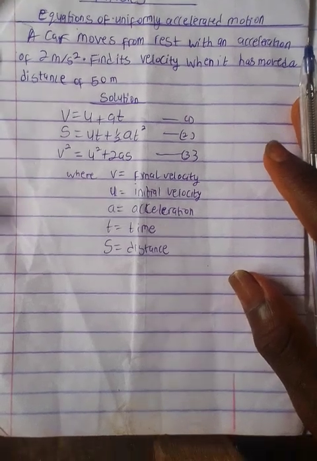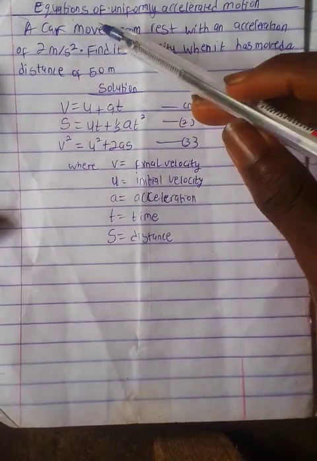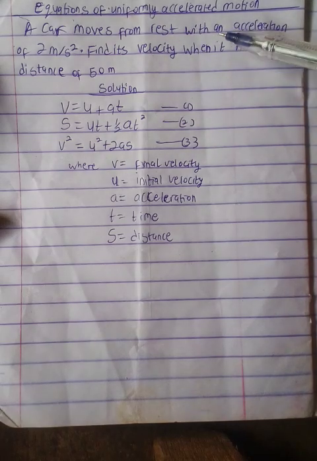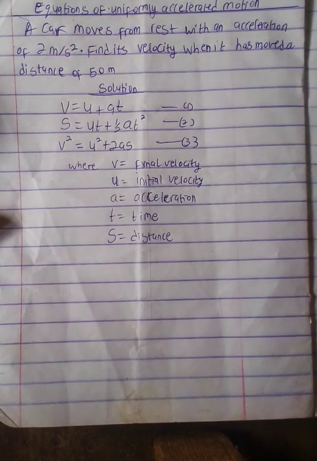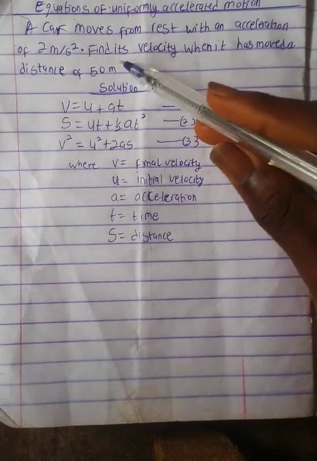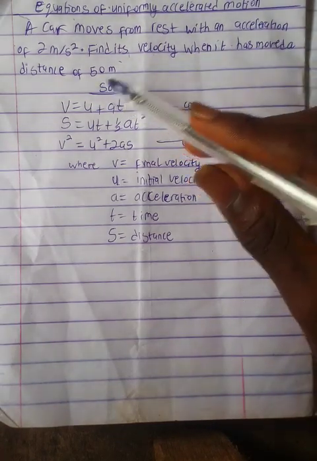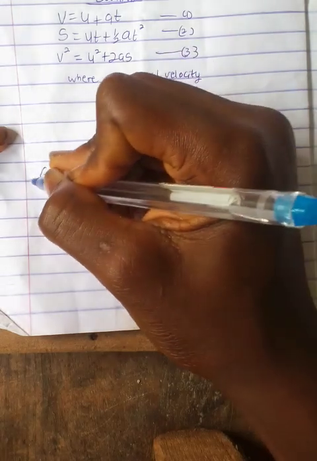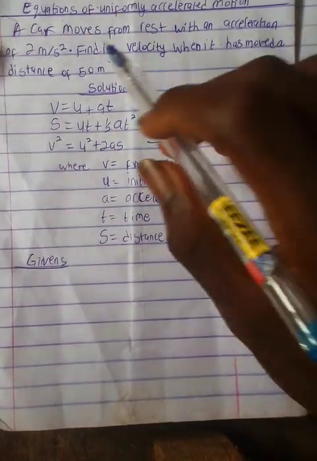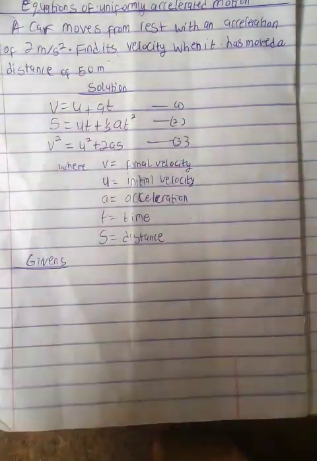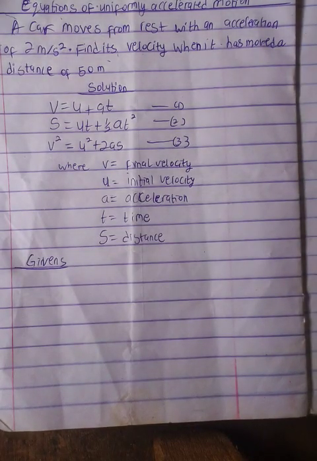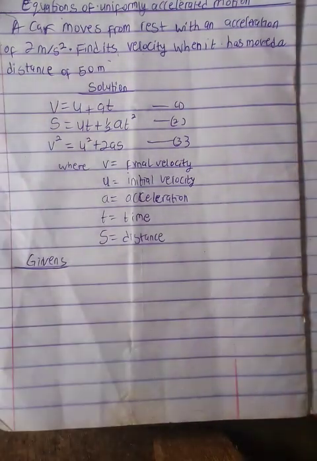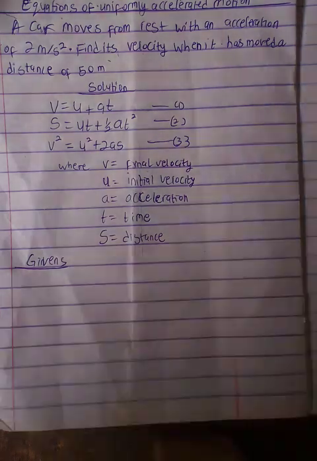So now, what did our question say? Our question said a car moves from rest with an acceleration of 2 meters per second squared. Find its velocity when it has moved a distance of 50 meters. So we are going to write out the givens. What are the givens? From the question, a car moves from rest. And note, if a car moves from rest, the initial velocity is going to be 0, because it is moving from rest. The initial velocity, the velocity it used to start moving, is going to be 0.